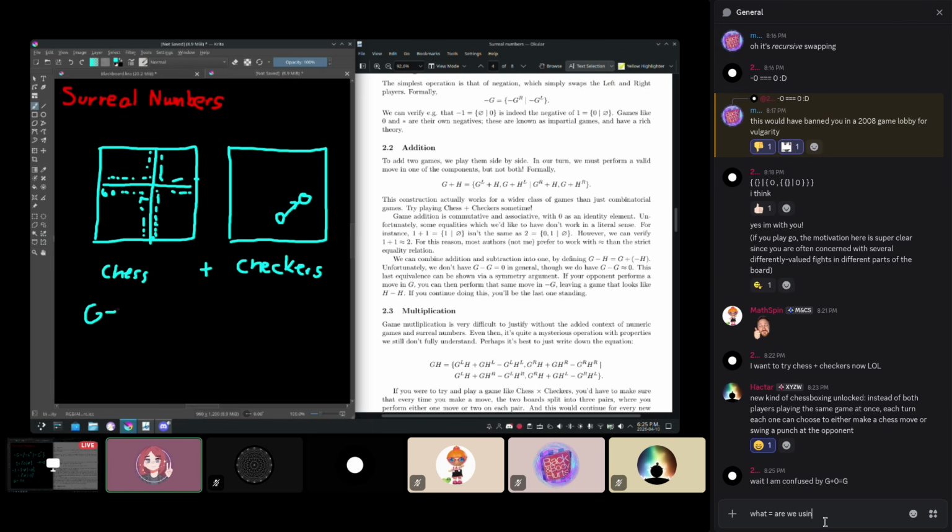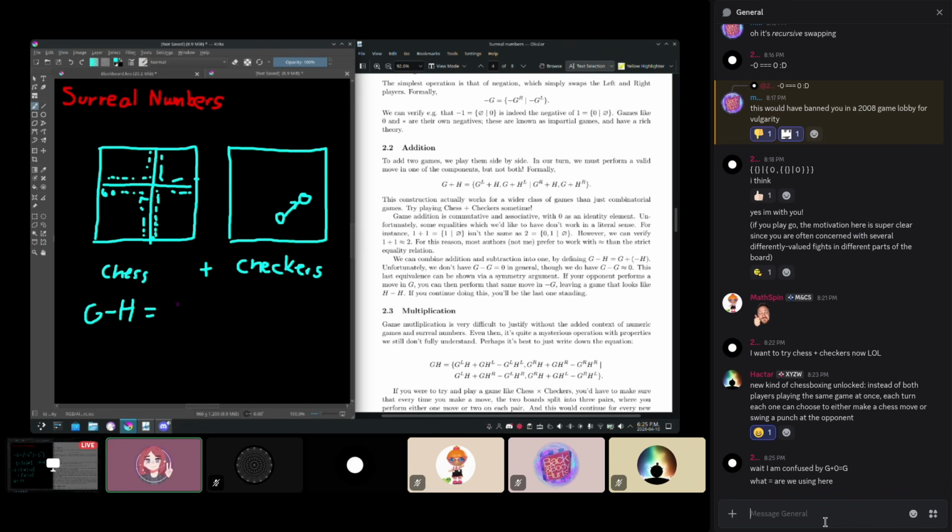So, subtraction, G minus H, this is just going to be G plus minus H. So it's like adding 2 games, but you flip the players in one of them. Makes sense. So, does this work like subtraction? Do we have G minus G equals 0? And the answer is no, we don't exactly.